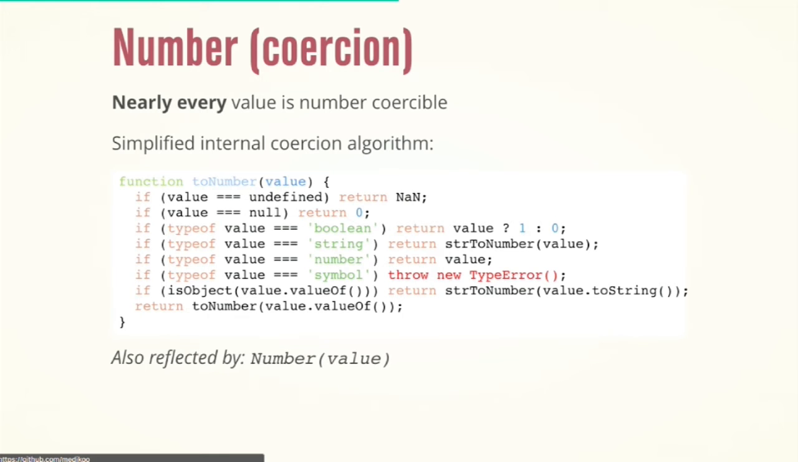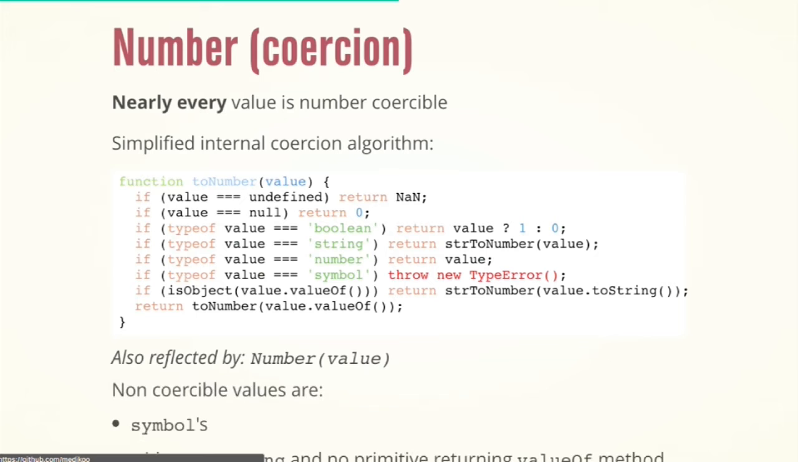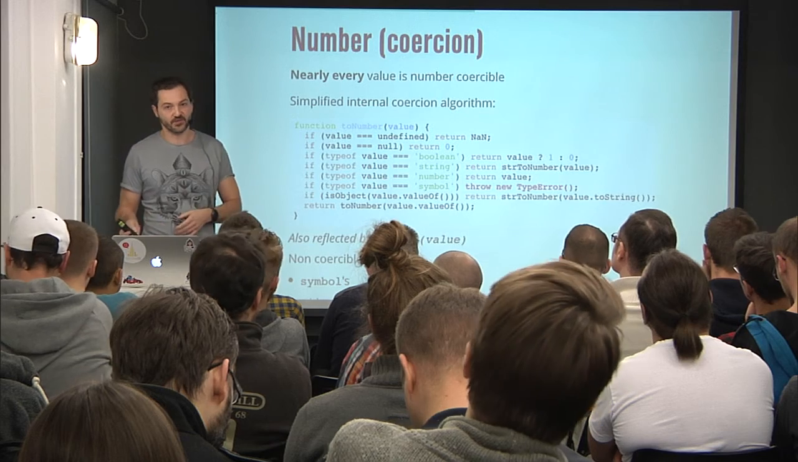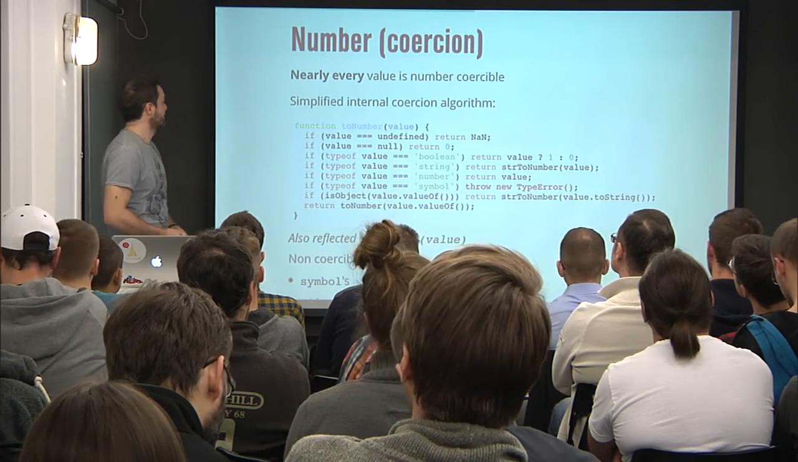String has some specific coercion, but it can be put simply: if it looks like a number, it will be this number. Otherwise, it's NaN. Number is number. It's interesting that they made symbol non-coercible and not return NaN. I asked on some forum why that is, and so far I didn't receive any interesting answer. In the case of objects, the implementation tries to take a primitive using valueOf, and if it doesn't receive a primitive, it uses toString and coerces the string to a number. So we can say that non-coercible values are symbols and those which do not have a primitive-returning valueOf and do not have toString.